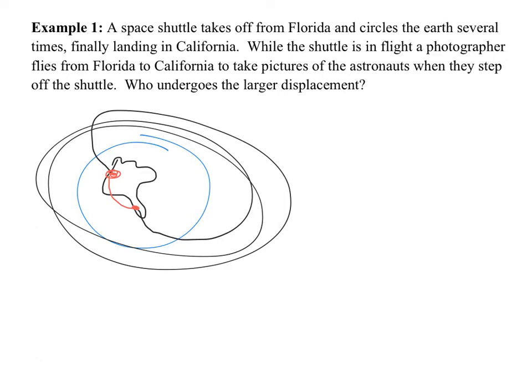Again, distance is the path traveled. Displacement is the change in position. Okay, distance is the path traveled. We're going to see that now.